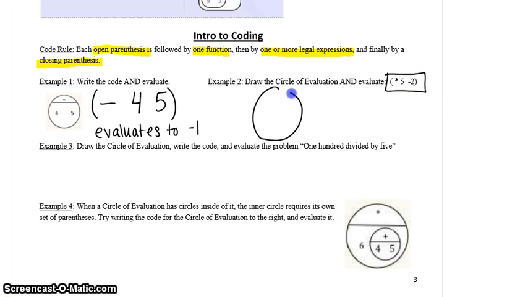So as a circle of evaluation, we need a circle and a horizontal line to separate the top section, which is where our multiplication symbol goes, from the bottom section, which is where our two inputs go. So that's our circle of evaluation, and if we actually want to evaluate it, we're going to take 5 and multiply it times -2, and of course get -10.